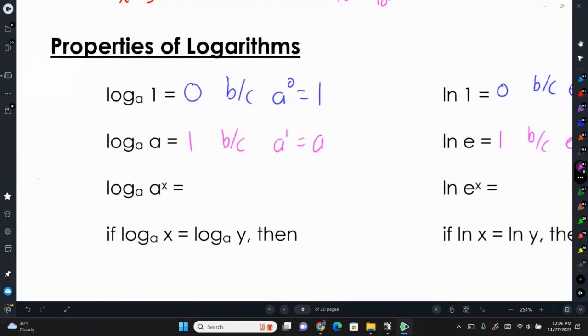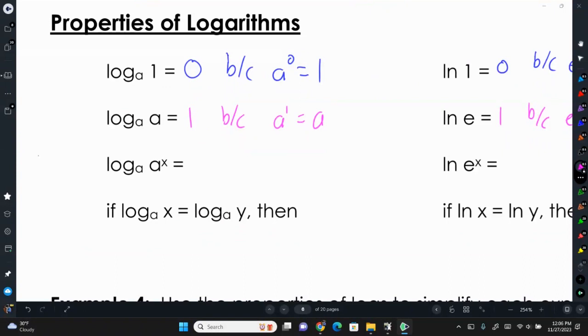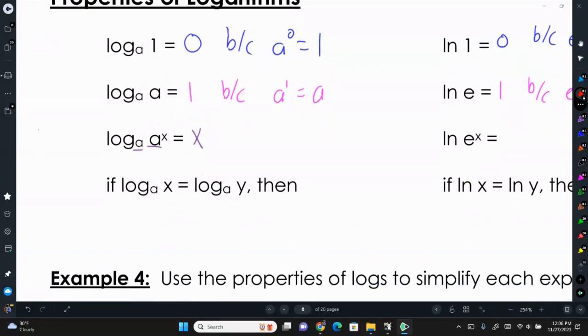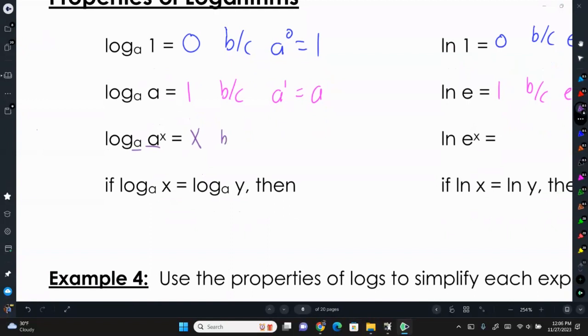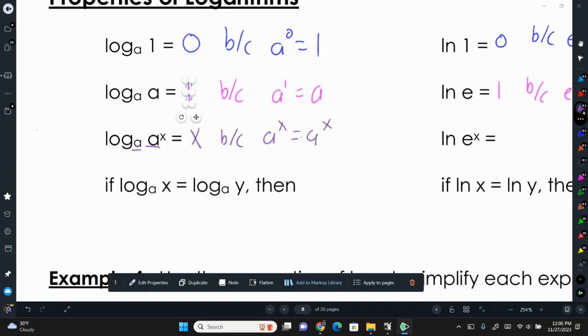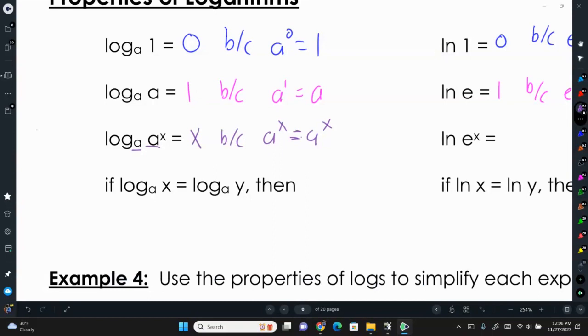Now, to generalize that, log base a of a to the x, that's just going to be x. Again, we have a and a. If one of those was different, then this property wouldn't be true. And this is true because if we switch this again to exponent form, it would be a to the x equals a to the x. So you might say, well, does that mean we can just cancel off the log and the a? They're technically not canceling, but if it helps you to think of it that way, then yes.